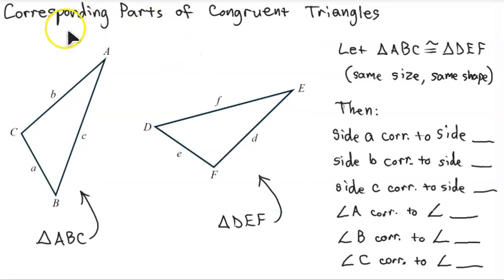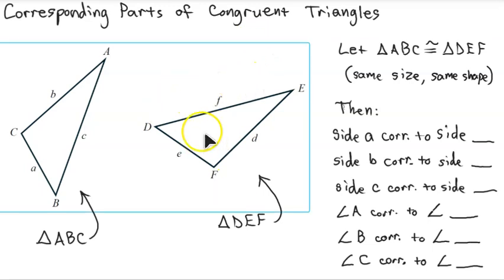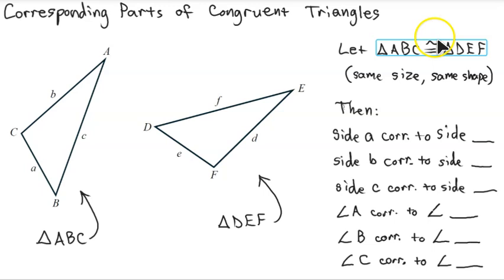What we're going to look at here is the idea of corresponding parts of congruent triangles. When you have two triangles that are congruent with one another, remember what congruent means. Congruent means same size, same shape, okay?